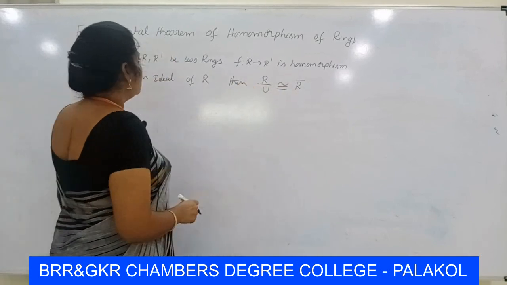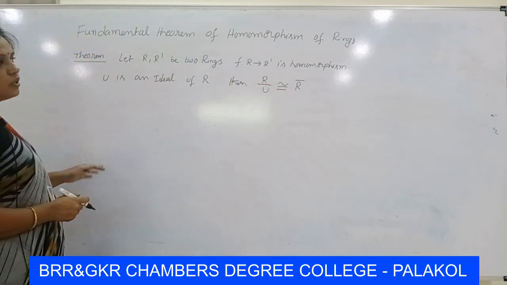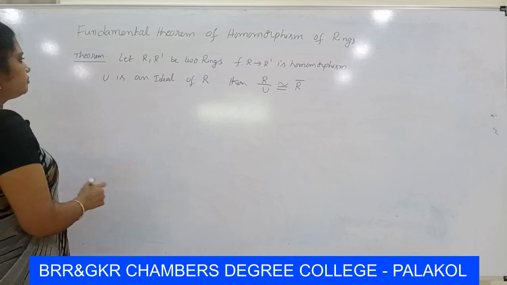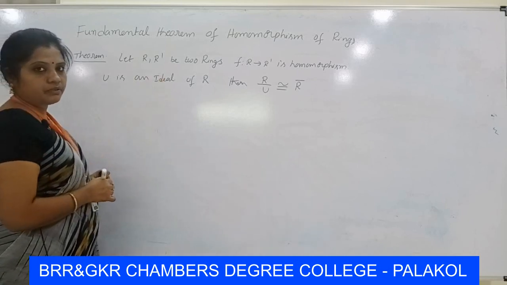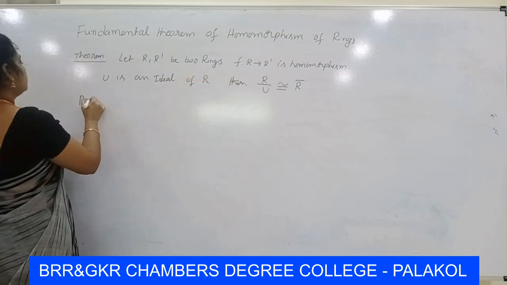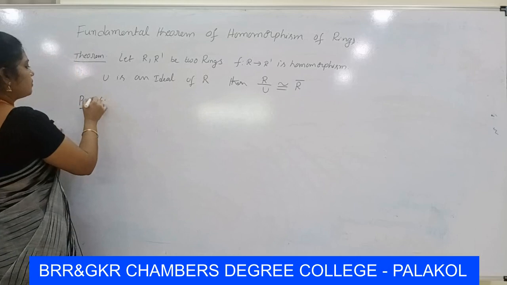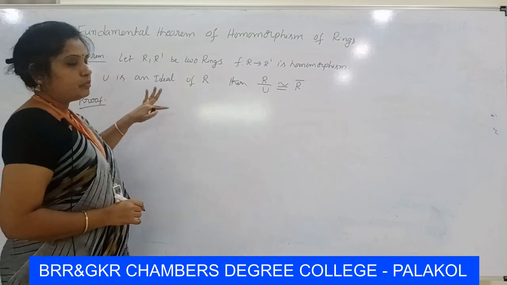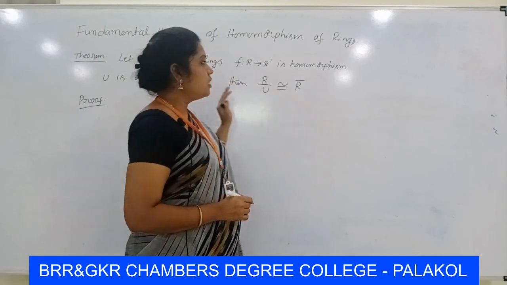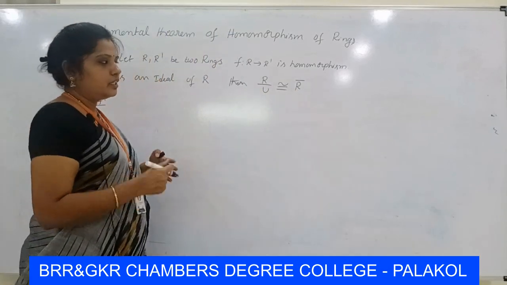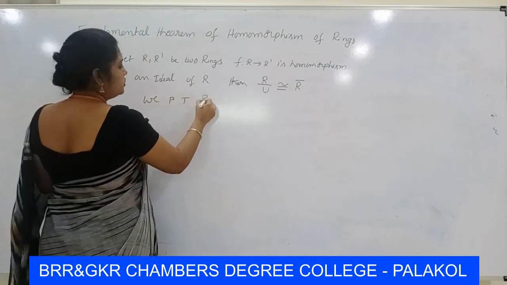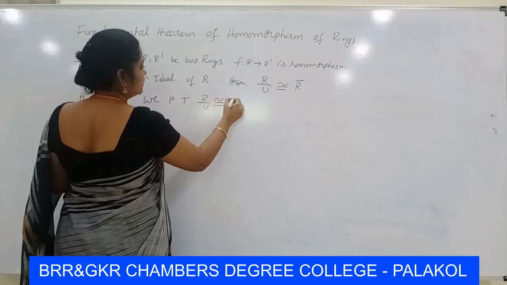Here we have to assume that R, R dash are two rings and f maps R to R dash is a homomorphism and U is an ideal of R. Then we have to prove that R by U is isomorphic to R bar.